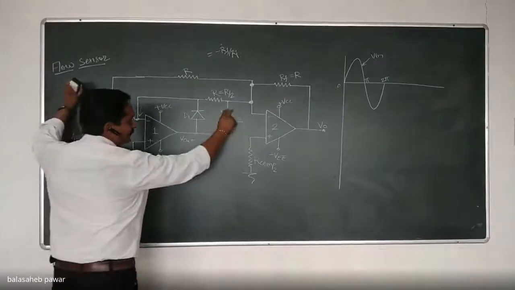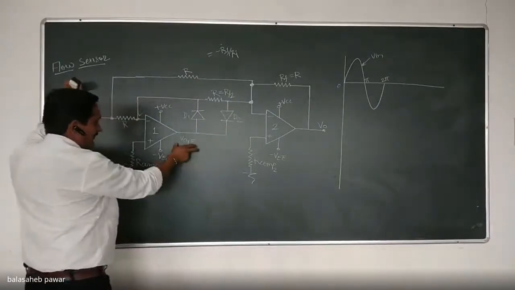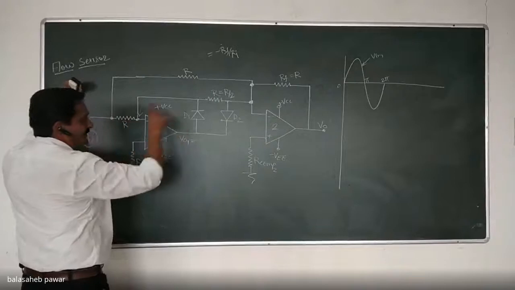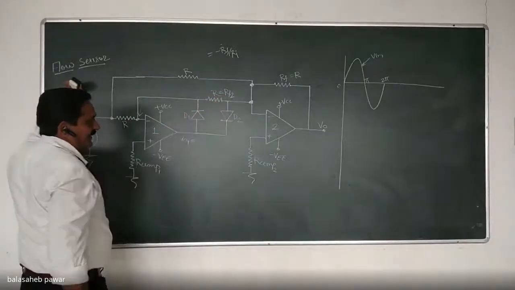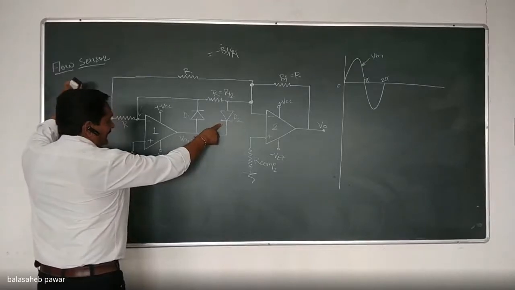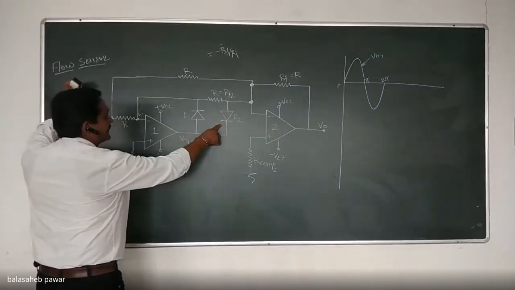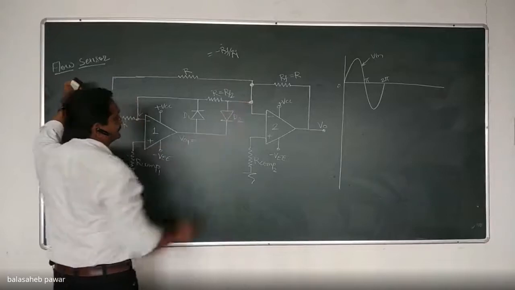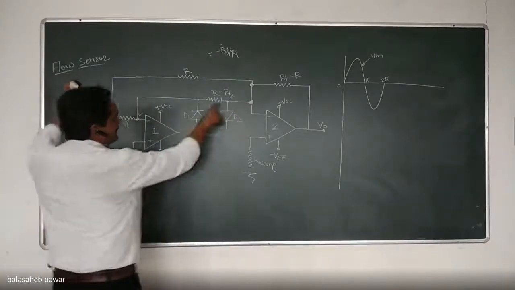This diode is acting as a closed circuit now because the output of the first op amp is negative during the first positive half cycle, that is for time period 0 to pi. Diode D2 will conduct, and I am asking how much will be the voltage at this node. What is the feedback resistor? Feedback resistor is R by 2.